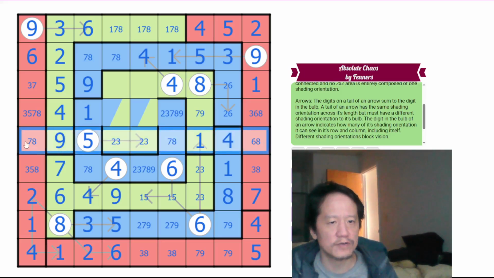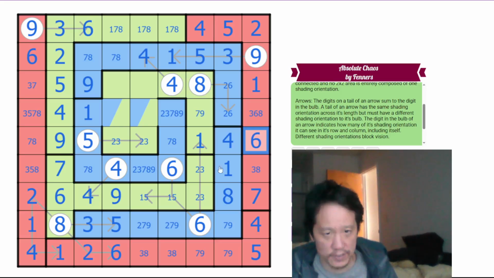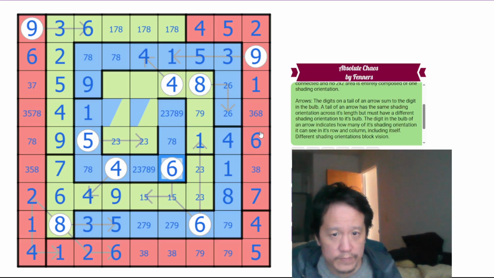Where is the 6 in row 5? It has to be here. So this is 6. That means this can't be 6.